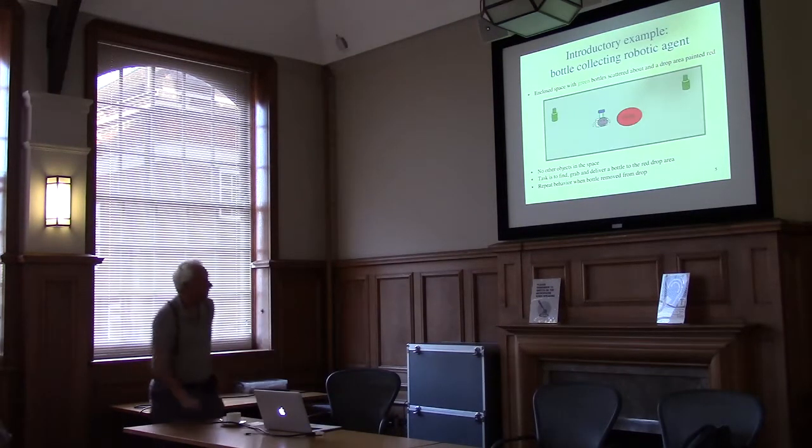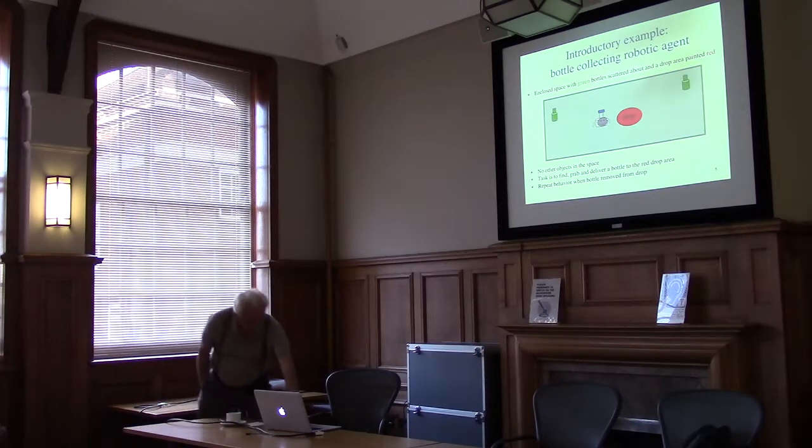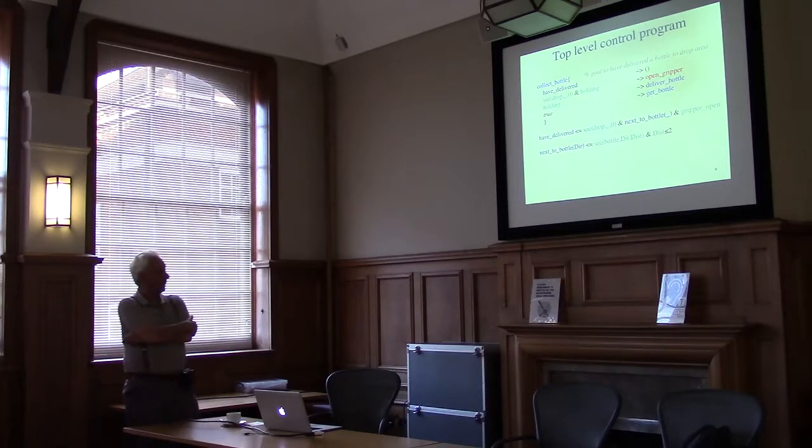Okay, now a concrete example, right? Silly little bottle collector, green bottles, red drop area. What I want is to write a program that will find a green bottle, look for, go to, grab, and deliver the green bottle to the red drop area, and then just sit there like a dog that's retrieved a ball until the thing disappears, and then it will go and find another green. Okay? Right. So this is the top level collect bottle.